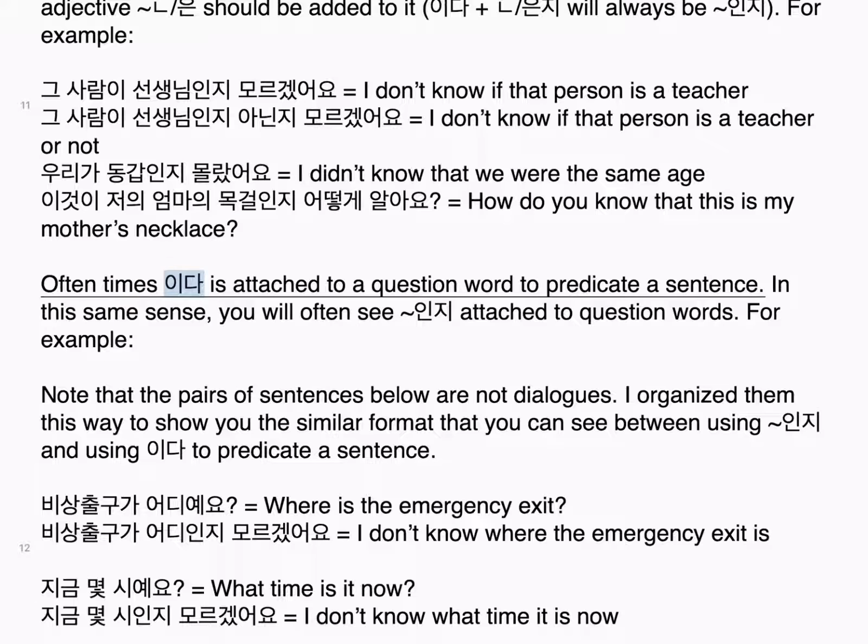Oftentimes, 이다 is attached to a question word to predicate a sentence. In this same sense, you will often see 인지 attached to question words. For example, note that the pairs of sentences below are not dialogues. I organized them this way to show you the similar format that you can see between using 인지 and using 이다 to predicate a sentence.